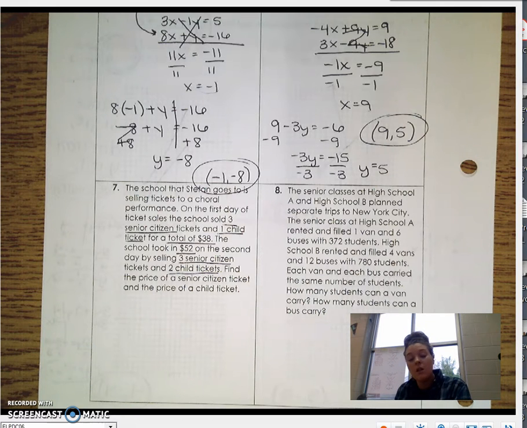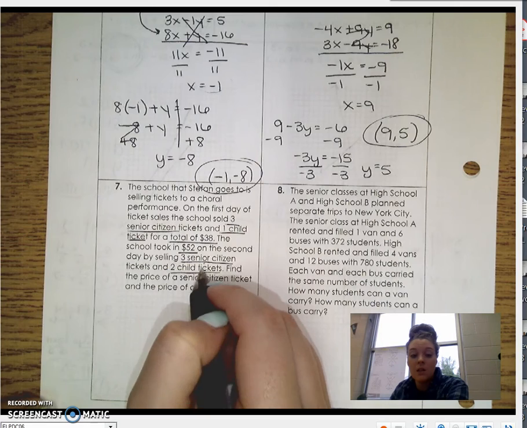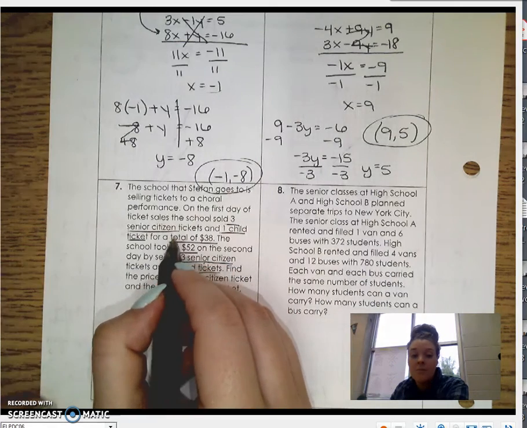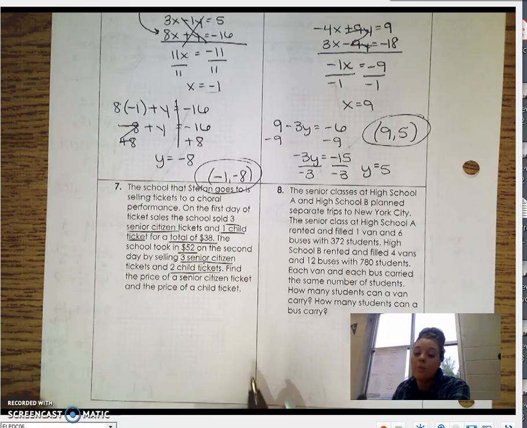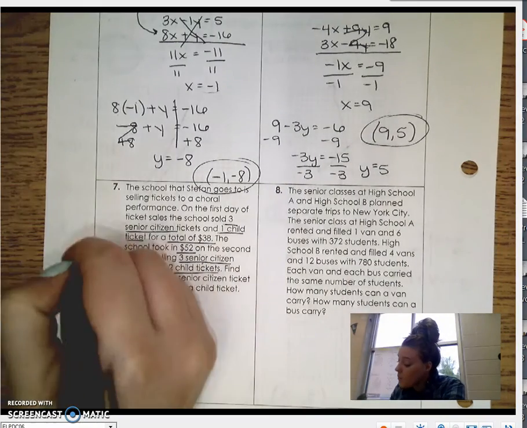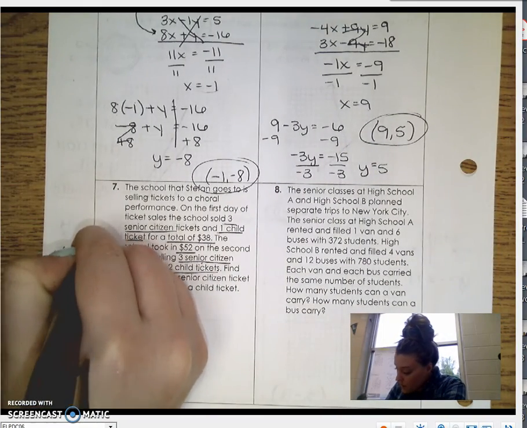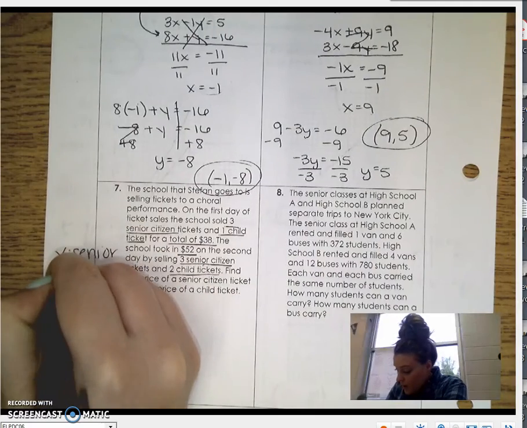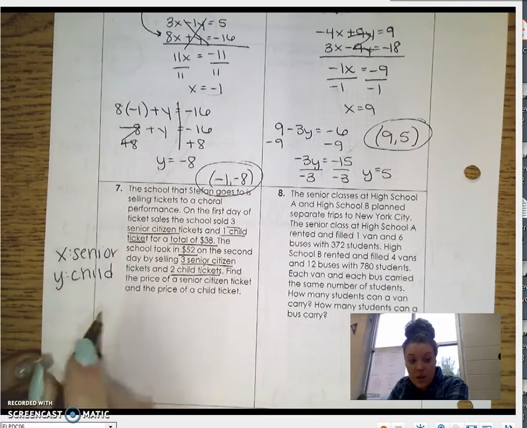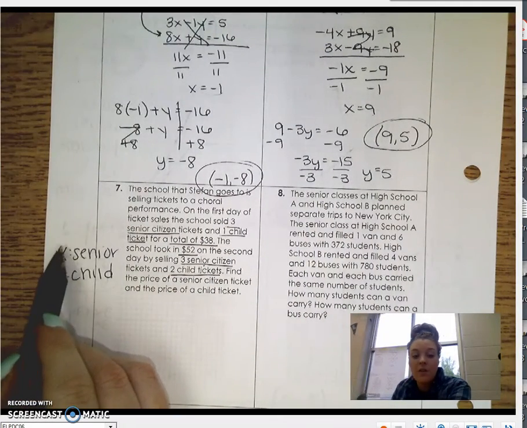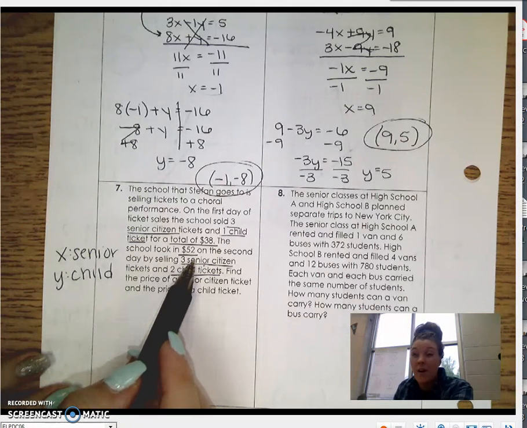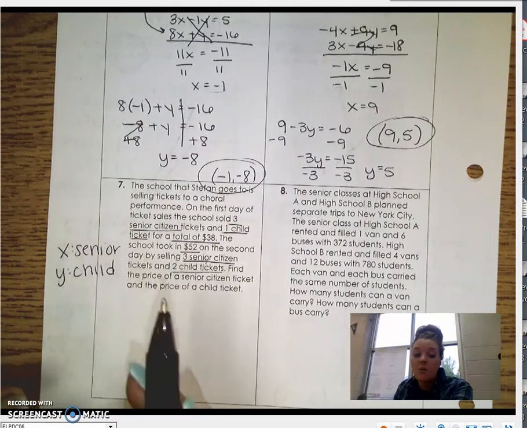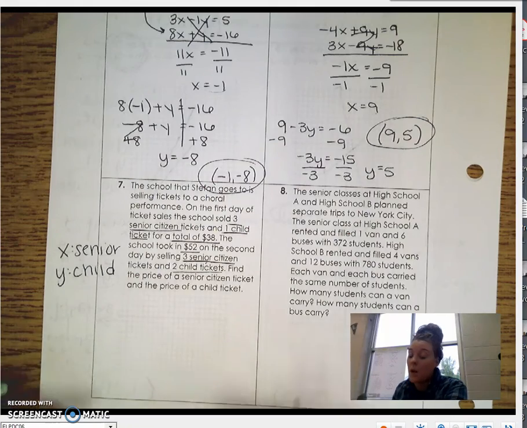So the first thing we need to do is to identify and label our variables. So we have senior citizen tickets, child tickets, and dollars. It does say a total of $38, so I know my equation is going to be equal to 38. I am going to use X for senior citizen and Y for child. And I always like to make a key for myself, and I also like to use X and Y because S can sometimes look like a 5, which gets a little bit confusing, and X and Y are just very easy, and we've been using them quite a bit this year.